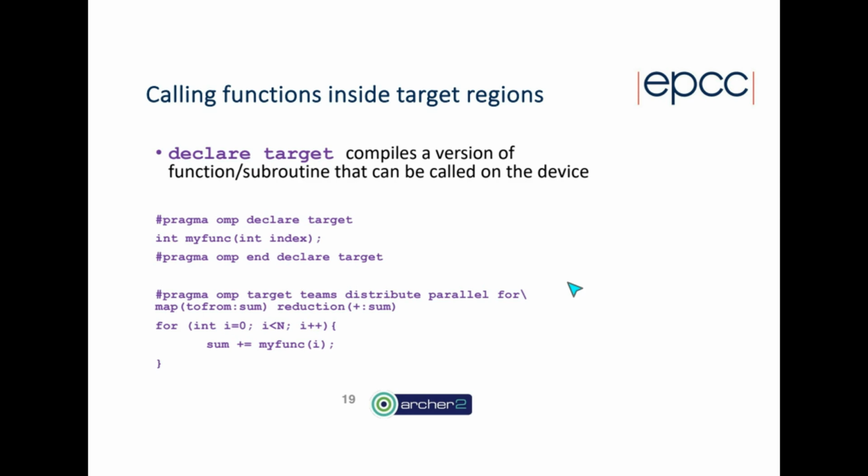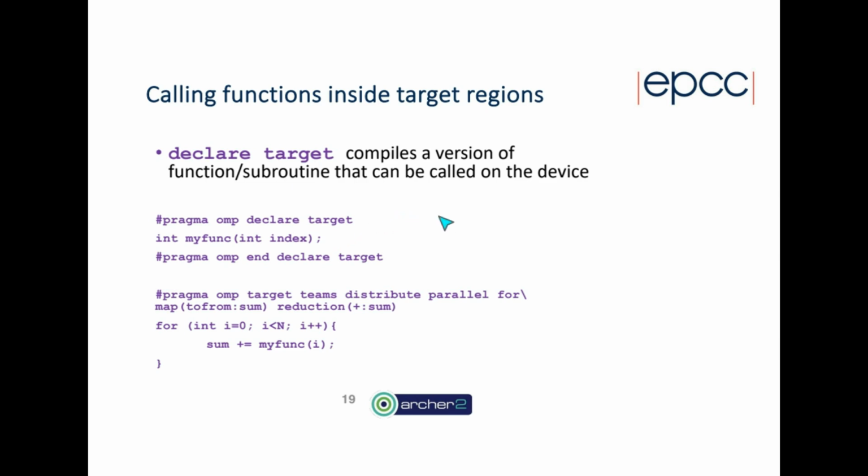So some other things. If you want to call a function from inside a target region, then you have to tell the compiler to generate a version of that function or subroutine that is compiled for the device. So you have to add these declare target directives around the list of functions, around the declarations for the functions.